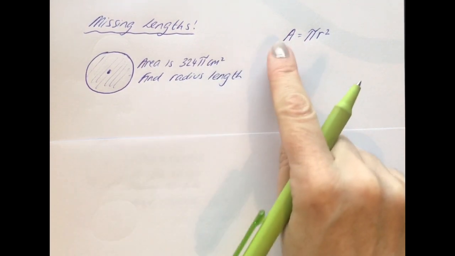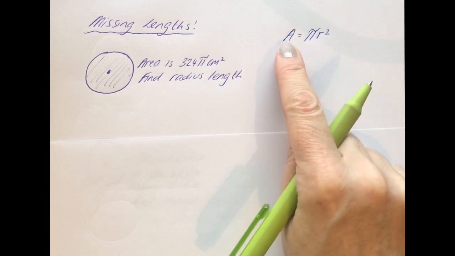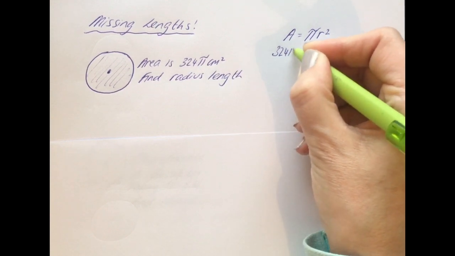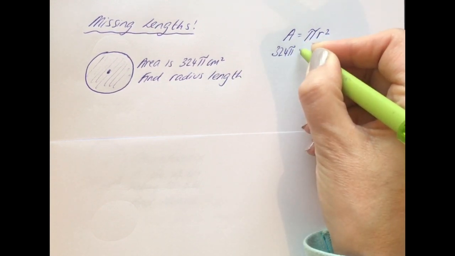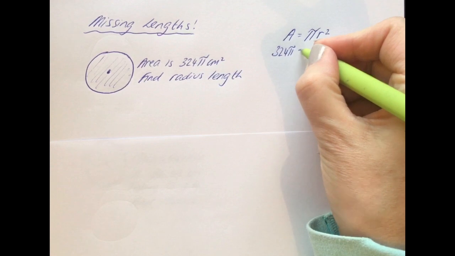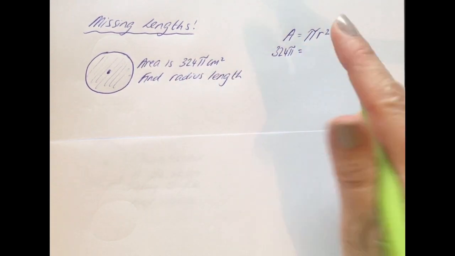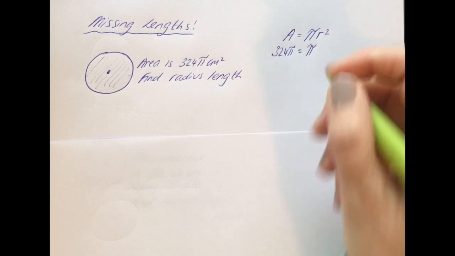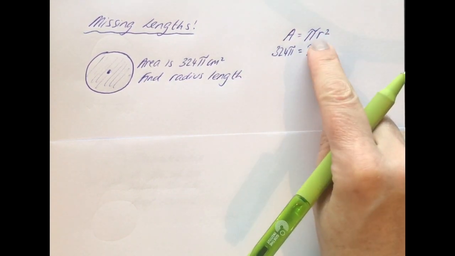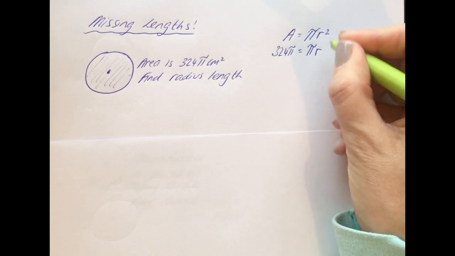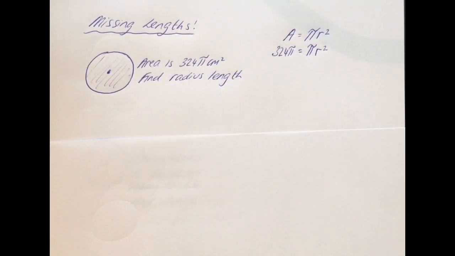Now, let's fill in what bits we know. So A is obviously 324 pi. Okay, so put that in for the A equals. Now it's quite clear that the answer is given in terms of pi. So that tells us to keep pi as pi. All right? The radius, of course, is the bit we don't know. So you're going to have to keep that as r, but don't forget that it is, of course, squared.